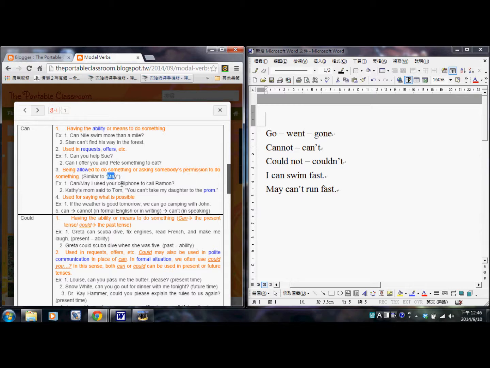Similar to may, but there's a slight difference between can and may. May is more polite. When you use may, probably because the person who you're speaking to is older than you or has more authority than you, then you use may, because it's more polite to use may.